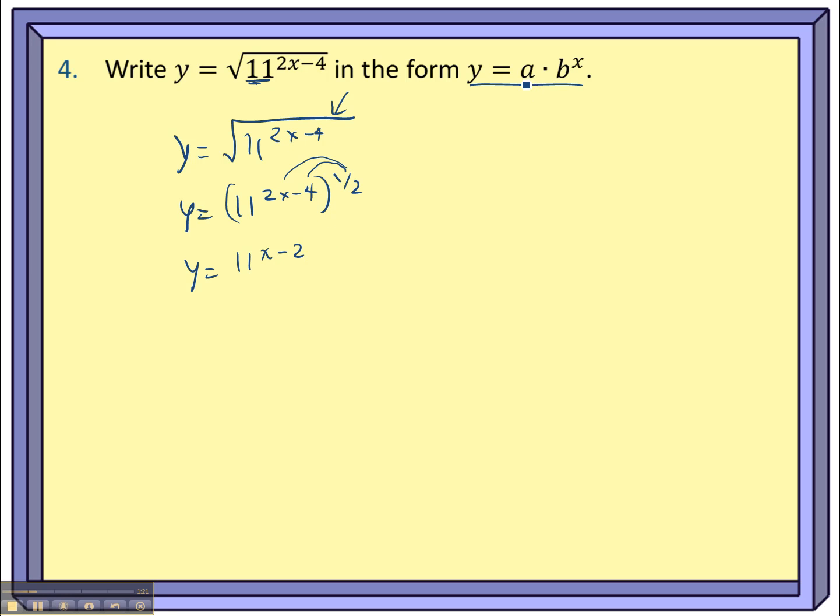But I need this to have some number a that's being multiplied up front. So I'm going to take this exponent here and break it up as y equals 11 to the x times 11 to the negative 2. I can do that because when I multiply like bases, I'm just adding my two exponents, and I would end up with x minus 2 for my exponent. So I'm almost there. I just have to evaluate this part, and we're going to put it up front. The negative part's going to make the reciprocal, and 11 to the second power is 121. So this is y equals 1 over 121 times 11 to the x.